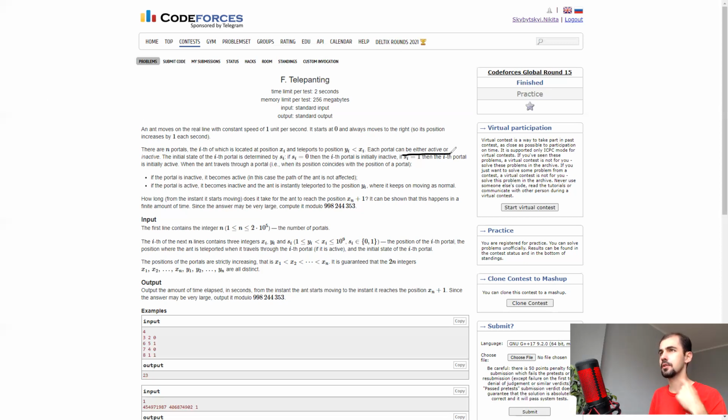However, they can do that only when they are active. So the portals can be either active or inactive. The initial state of the ith portal is determined by Si, so that's another variable you get in the input. In both cases, when the ant reaches the position of the portal, the state of the portal changes, but if it was active, then the ant will teleport. If it was not active, then it won't teleport.